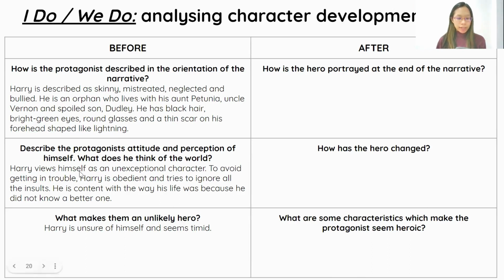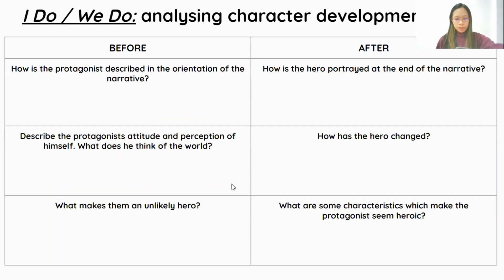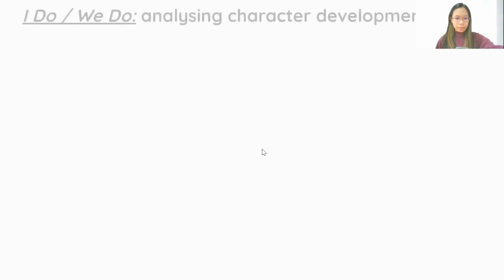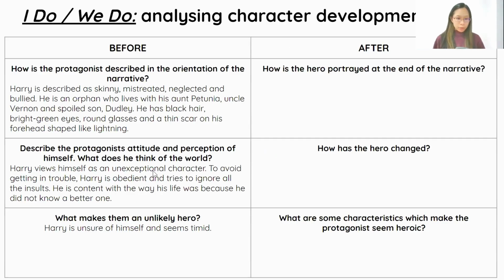Now we'll have a look at his attitude. So Harry views himself as an unexceptional character. And we know this because he says in that excerpt, let me just go back, that the only thing Harry liked about his appearance was his very thin scar. That's the only thing that he likes about himself. So he views himself as someone who is unexceptional, someone who's pretty ordinary, not very special at all, when he's actually the opposite.